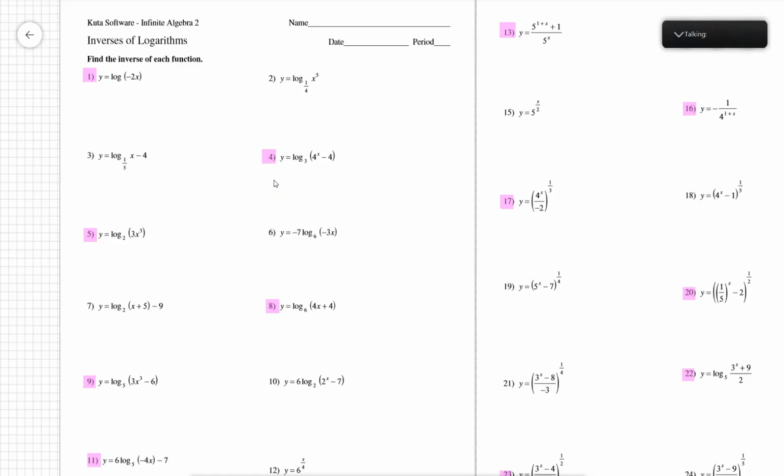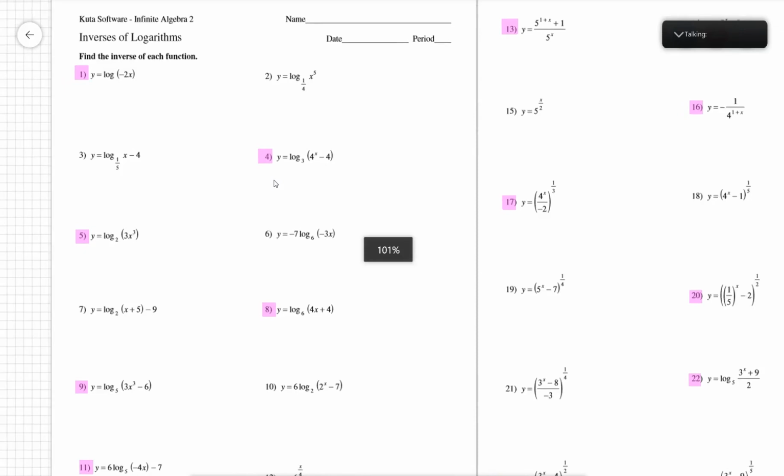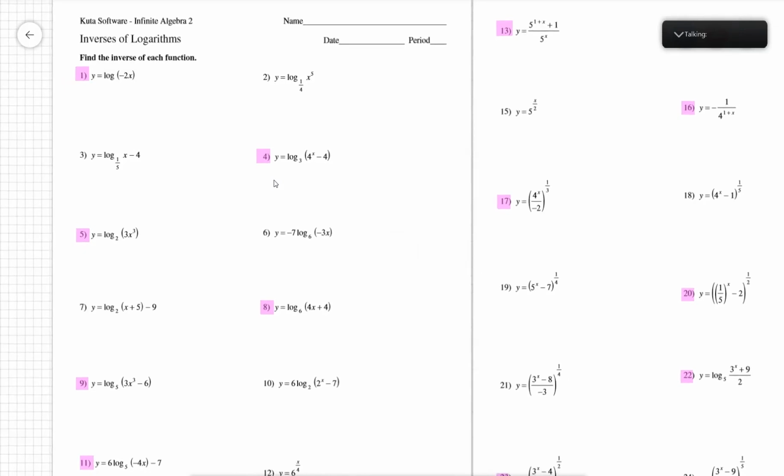Hey guys, so today is day 3 of our exponential and logarithmic functions as inverses. So we're going to be finding the inverses of those two types of functions.